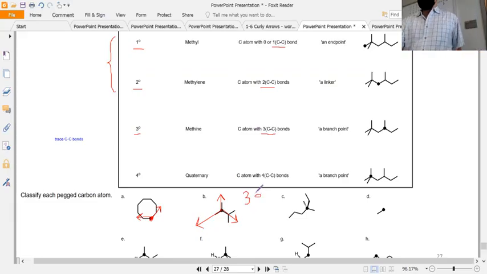Would you like to try this one, Nicole? Which one? C, please. Is it 4? Correct. That's a quaternary carbon. Well done. Anyone like to try D? Oh, sorry, Heather. I'll come back to you. 1, correct. Primary. Yes, thank you.